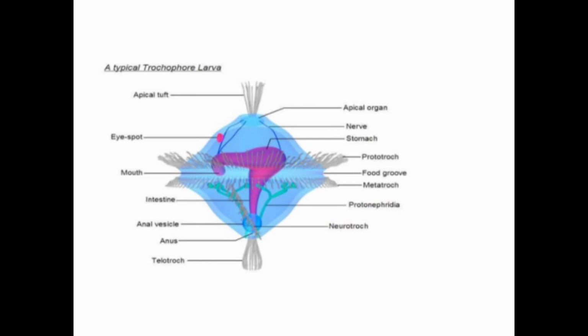Okay, actually it is not telotroch, it is anal tuft. According to your text, it is not telotroch. Telotroch is this one, a band of cilia just behind the mouth. Okay, and this is the anal tuft of cilia. This one is the anal tuft.